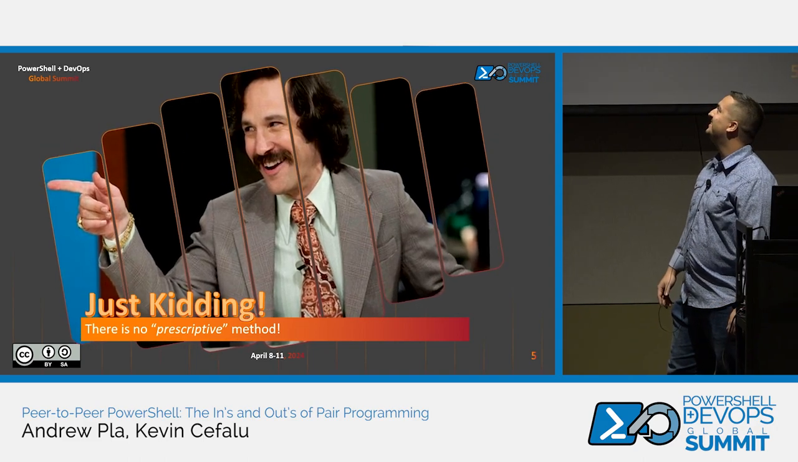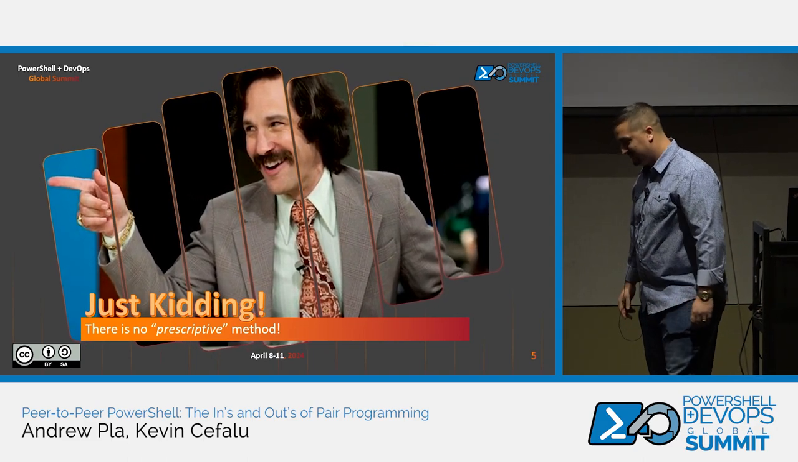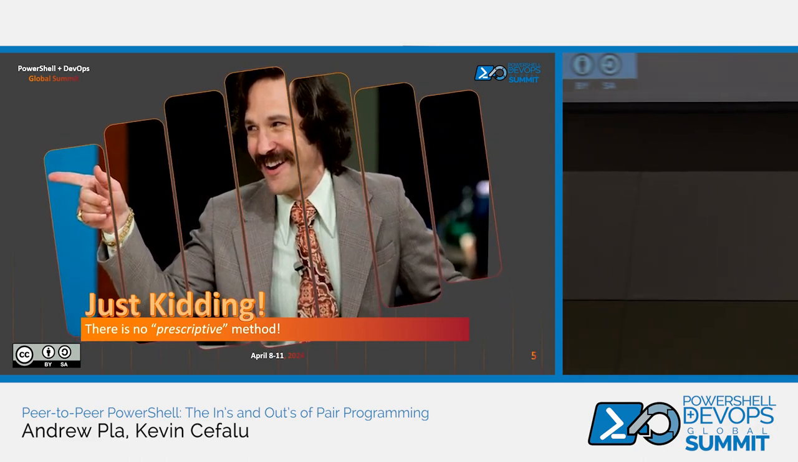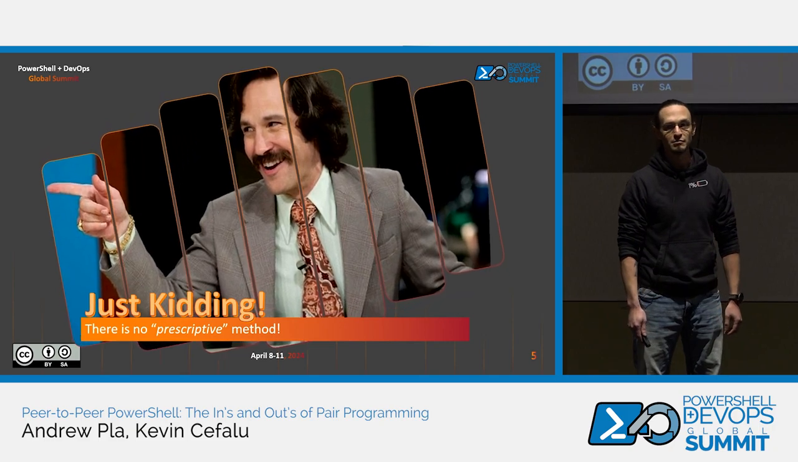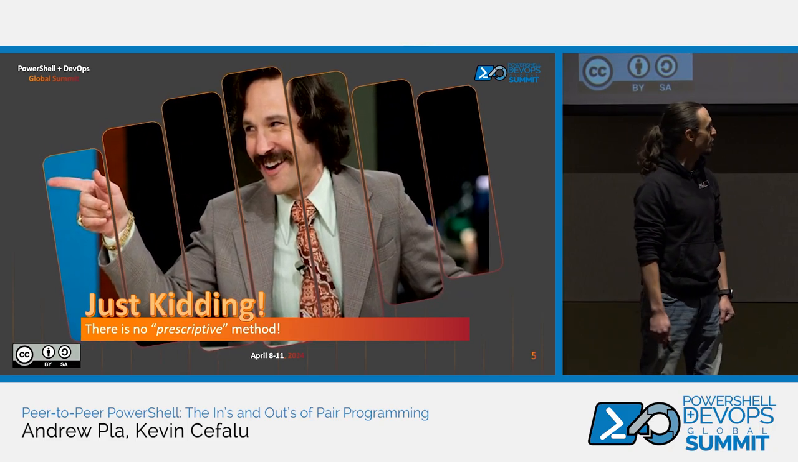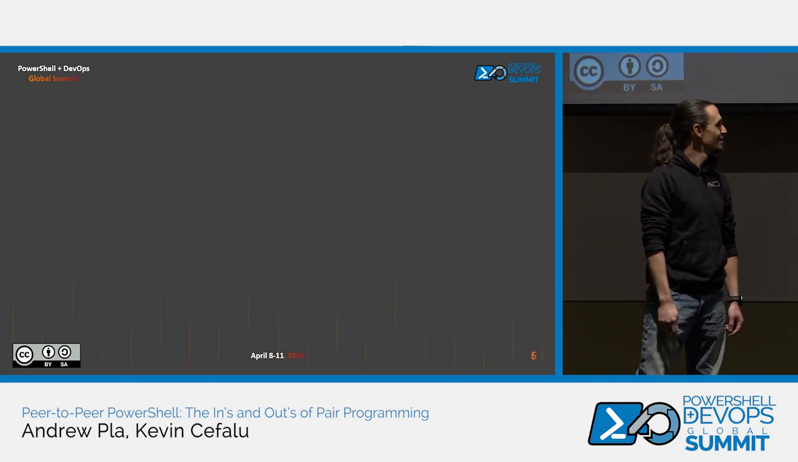There is no such thing as a prescriptive method to pair programming. Everything that we're gonna discuss today is something that you're gonna wanna take in, learn about, and then make your own. Dealing with humans is difficult. It's a lot more difficult than software a lot of the time. So working with someone, make it your own process. There's a lot of nuance and flexibility there.